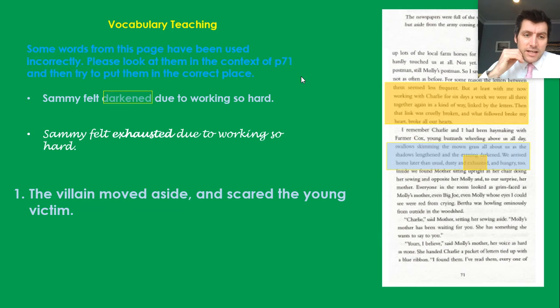Okay, the villain here moved aside and scared the young victim. Now the adverb there is aside, the adverb which changes the verb moved. So I'm looking for an adverb on page 71 that I can change aside for. See if you can spot one.